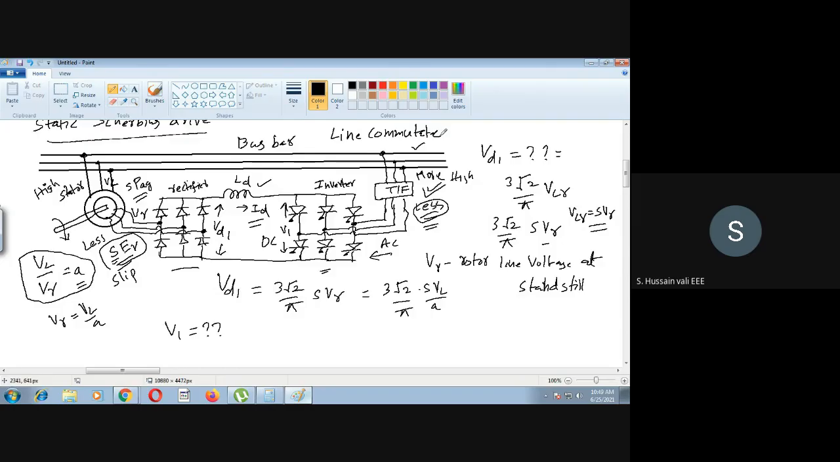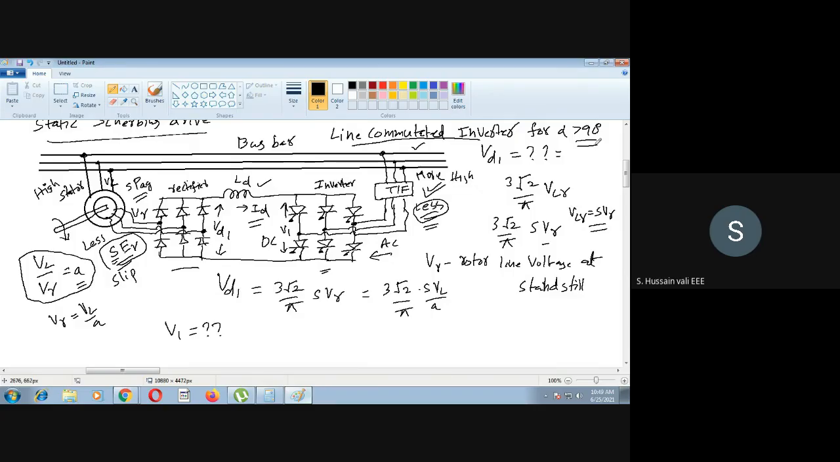So a full converter can be used as a line commutated inverter. See, this inverter output you are connected to the lines. A line commutated inverter is nothing but a full converter for alpha, the firing angle, greater than 90 degrees. This we have already studied, that when you increase the firing angle greater than 90, you can use that full converter as a line commutated inverter.